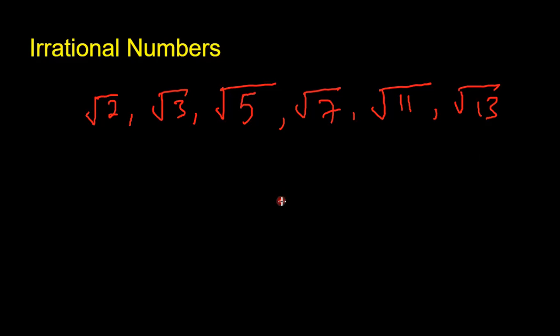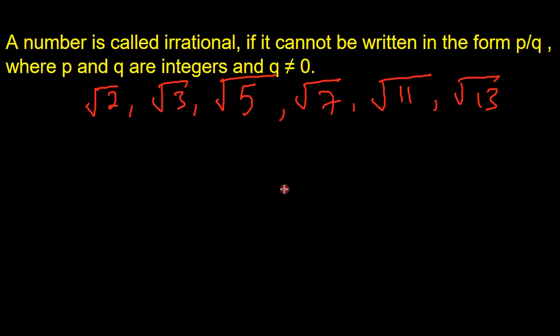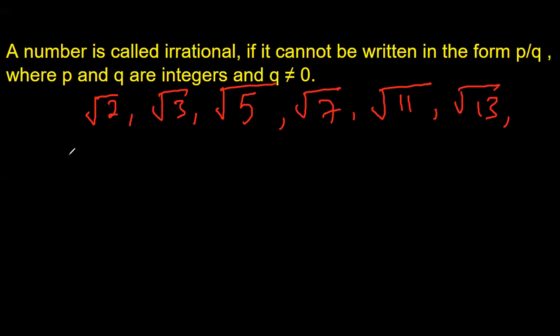All right, so let's define irrational numbers. A number is called irrational if it cannot be written in the form of p by q, where p and q are integers, and of course q is not 0. So we define rational numbers as those numbers which can be written in the p by q form, and irrational numbers are those numbers which cannot be written so. We can give examples of irrational numbers. These are very nice examples. Another very famous example is pi. You know what is pi? Pi is circumference divided by diameter. We will talk about pi a little later. Now let's give some other examples of irrational numbers.